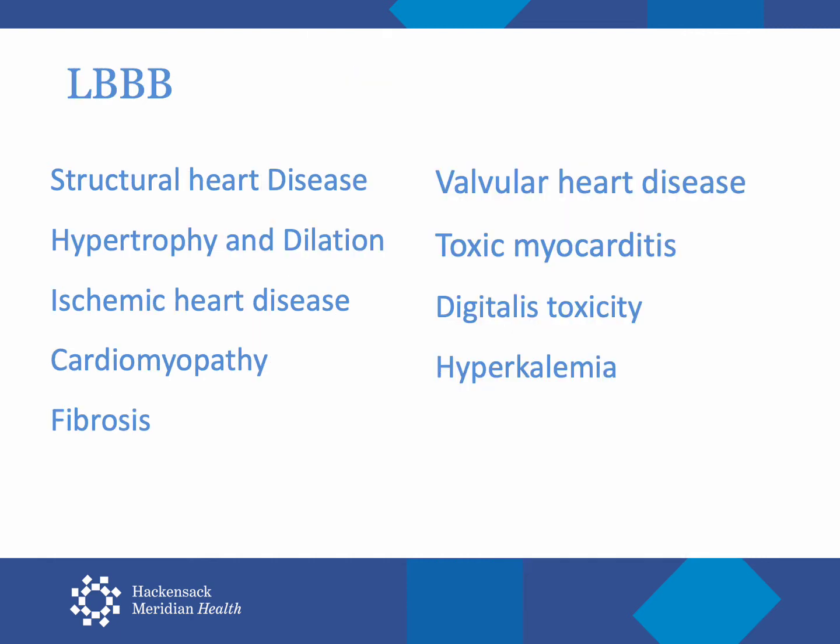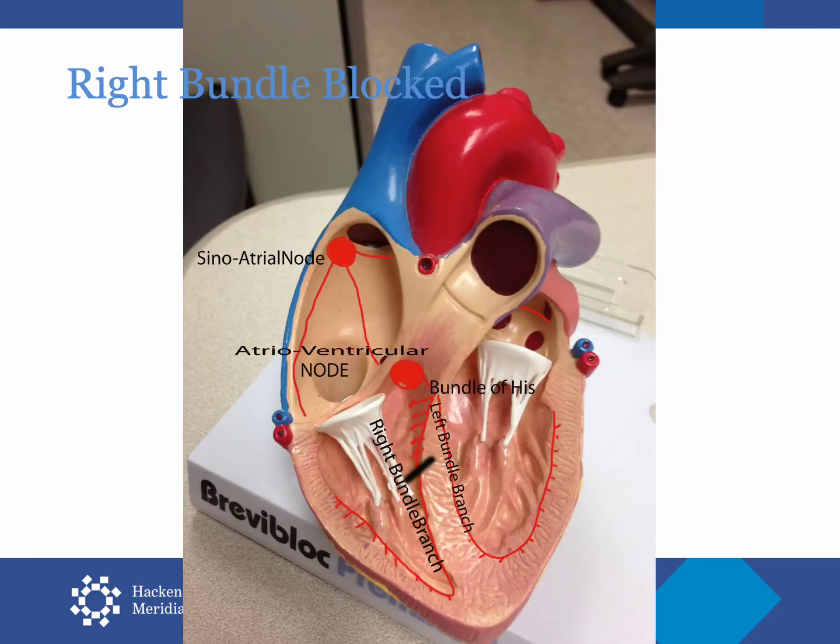It's worth recognizing left bundle branch block. It's seen in many conditions: structural heart disease, hypertrophy, dilatation, ischemia, cardiomyopathy, and many others. Now let's take a look at the right bundle branch block. If a right bundle is blocked, initial activation will proceed through the left bundle.